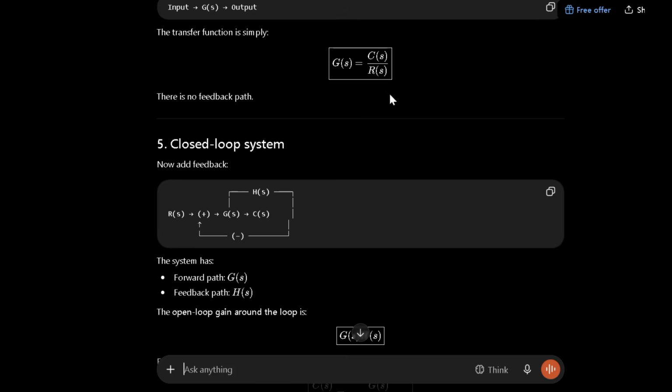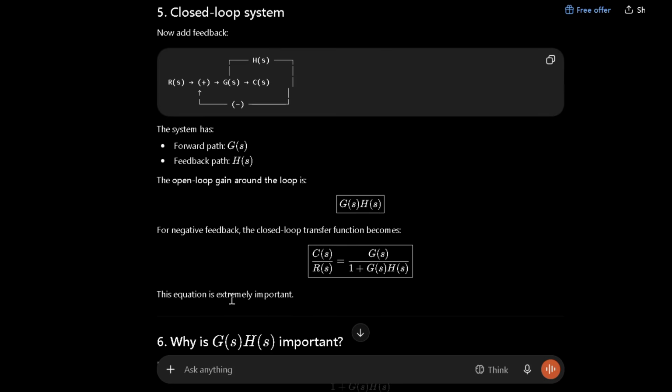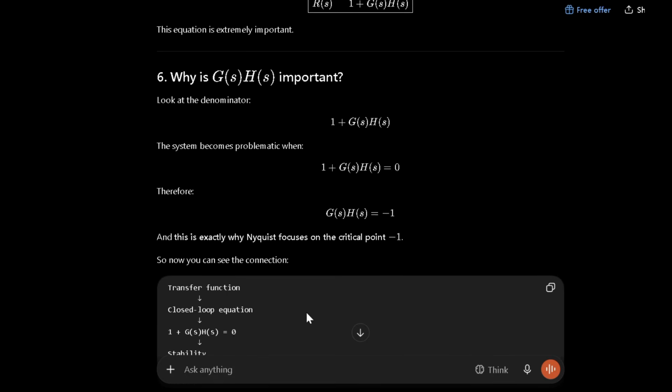This is the forward path, and this is the feedback path. G(s) and H(s). The closed loop transfer function is C(s) by R(s) equals G(s) over 1 plus G(s) into H(s). This equation is extremely important. Look at the denominator. The system becomes problematic when 1 plus G(s) into H(s) equals 0. Therefore G(s) into H(s) equals minus 1, and this is exactly the critical point minus 1.